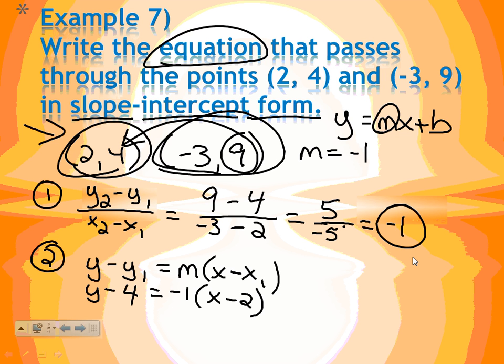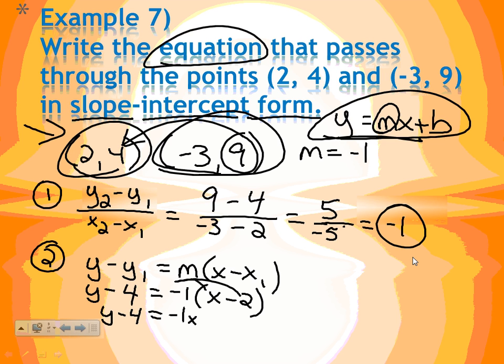I want to go to slope-intercept form, though. So what do I do with it? Rearrange it. So y minus 4, always distribute first. Negative 1 times x is negative 1x. Negative 1 times negative 2 is positive 2. How do I solve for y equals? Just move the negative 4 over and add 4. So what's my equation? Y equals negative x plus 6.